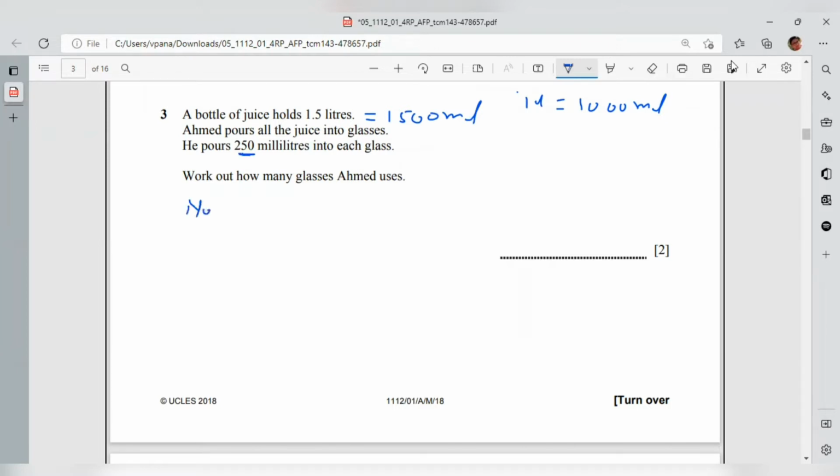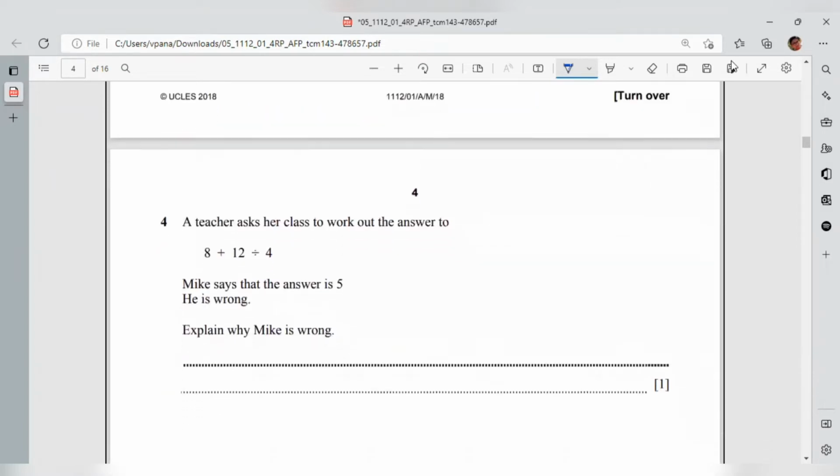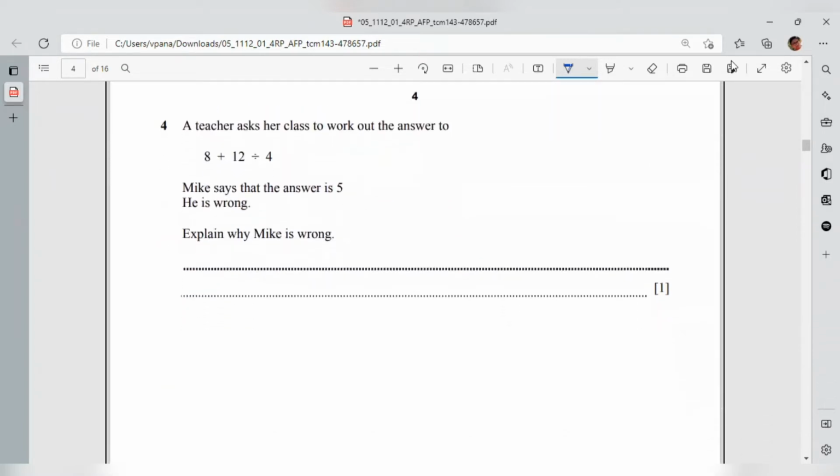So number of glasses he uses will be equal to the total juice, which is 1500 milliliters divided by 250 milliliters into each glass. So when we do it, 150 divided by 25, we get it as 6. So that is how he uses 6 glasses. Got it? A teacher asks her class to work out the answer to 8 plus 12 divided by 4.